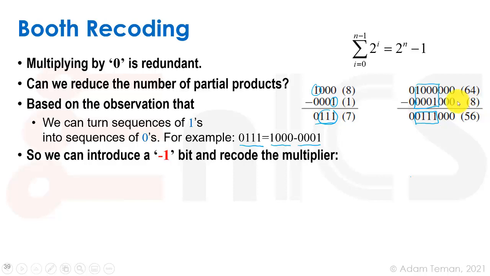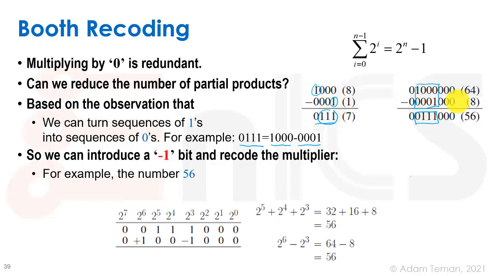So we can actually introduce something that we would call a minus 1 bit and recode the multiplier. So, for example, the number 56. Okay, so the number 56 is 0011100. So we have this 111 in here, and we change it into 01000, but then put a minus 1, which represents the minus 1 that we had over here. How did we get to this? We take 2 to the power of 5 plus 2 to the power of 4 plus 2 to the power of 3. That equals 56. If we take this one, we get 2 to the power of 6 minus 2 to the power of 3. Again, that's 56. So that's just showing that these two things are equivalent to each other.